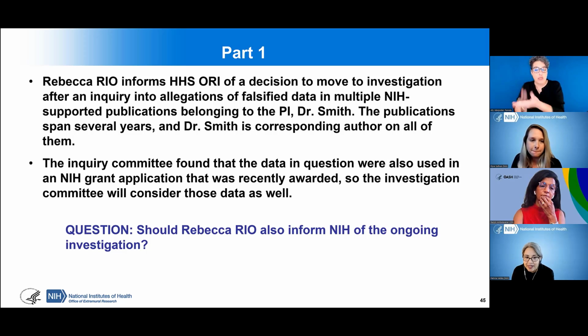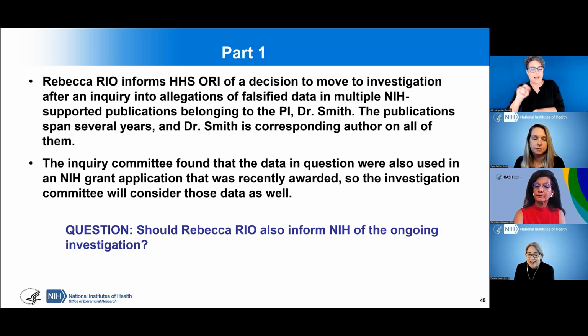Now, the inquiry committee found that the data in question were also used in an NIH grant application that was recently awarded. So the investigation committee will consider those data as well. Okay, so the question here is, should Rebecca RIO also inform the NIH of the ongoing investigation?